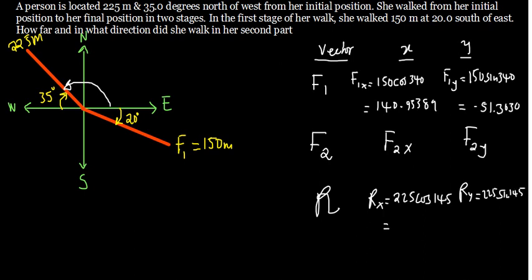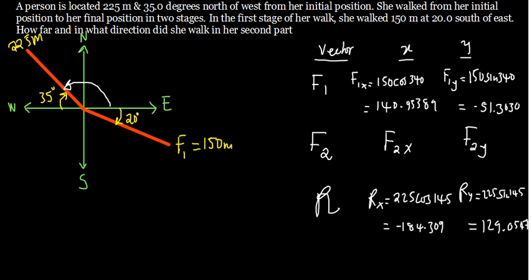So this is going to give us, can someone punch 225 cos 145? Negative 184.309. And then let's find the other one, 225 sin 145. It's giving me 129.05.